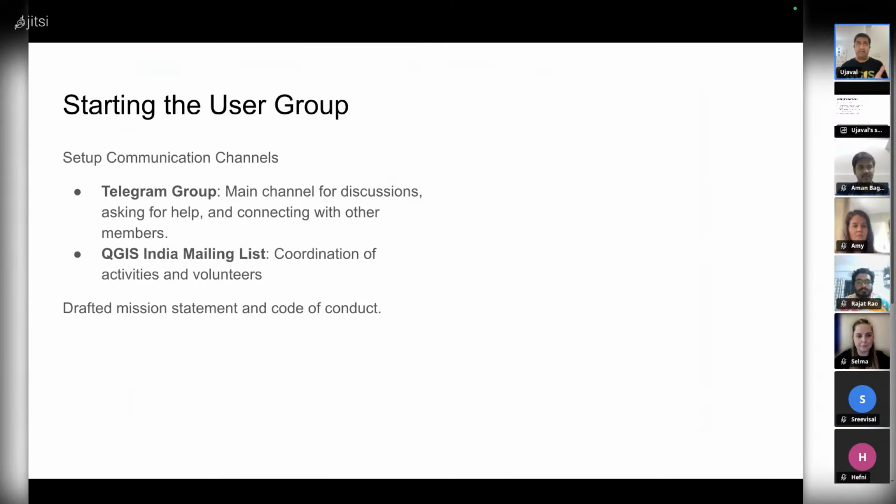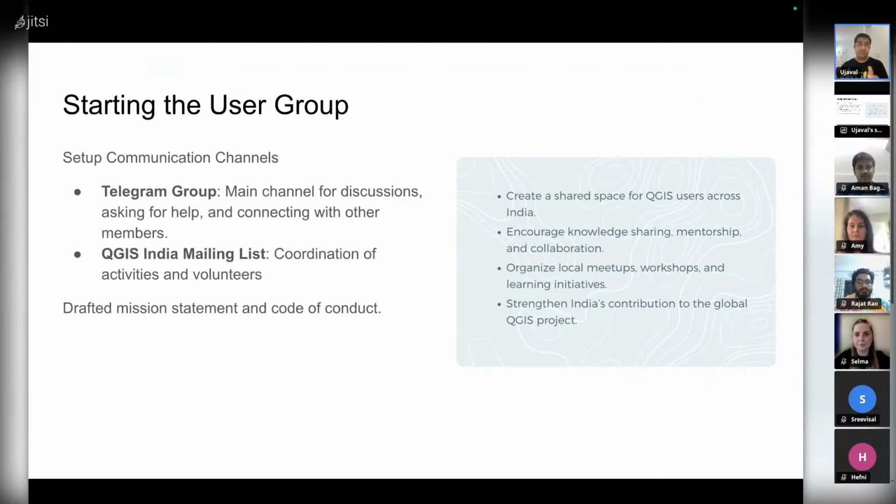So we set out to figure out what should be the mission of the user group, and again with the input of the community, we wanted it to be an open community where everybody can come in, have a shared space where they can share their work, learn from each other, and also share and connect with the global QGIS community.